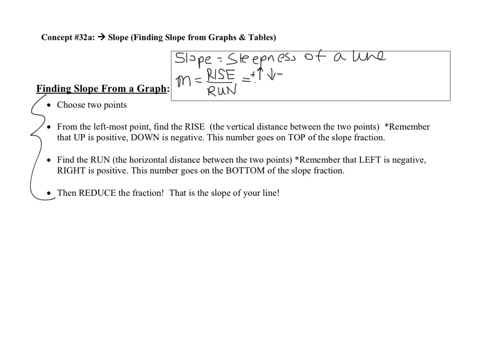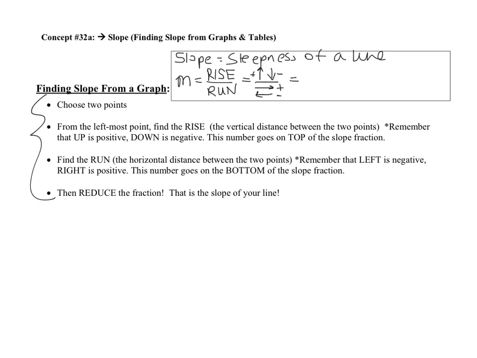Now, the bottom number of your slope is your run. And it's run because if you think about running, you're going to be running horizontally. So that is how far right or left you go. So think about the x-axis. If you go right on a number line, that's positive. If you go left on a number line, that's negative.